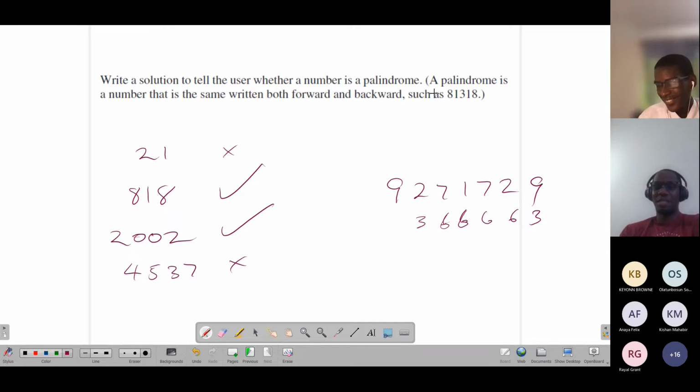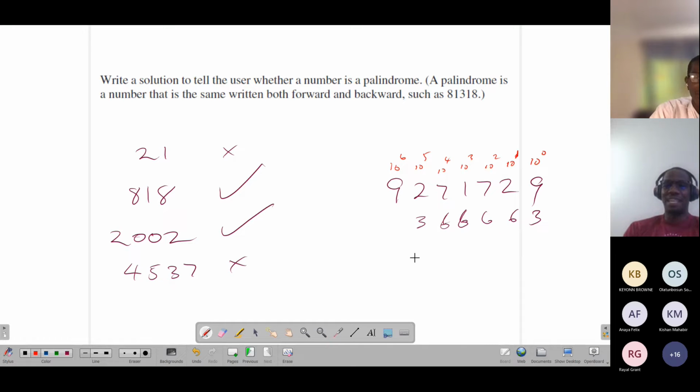The hint that I'm giving here is I'm just going to write 10 to the power 0, 10 to the power of 1, 10 to the power 2, 10 to the power 3, 10 to the power 4, 10 to the power 5, 10 to the power 6. That's all you get. It might have something to do with that. After that hint, everything else you know how to do.